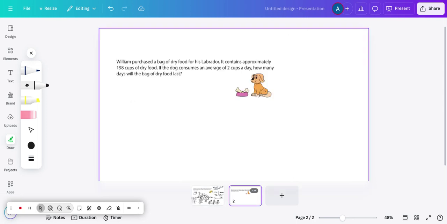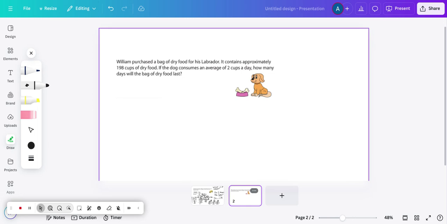All right, number 2, it says, William purchased a bag of dry dog food for his Labrador. It contains approximately 198 cups of dry food. If the dog consumes an average of 2 cups a day, how many days will the bag of dry dog food last? So, pause the video right now, see if you can answer the question, what is this problem about? All right, if you said it's about dog food and how many days it will last, you are correct.